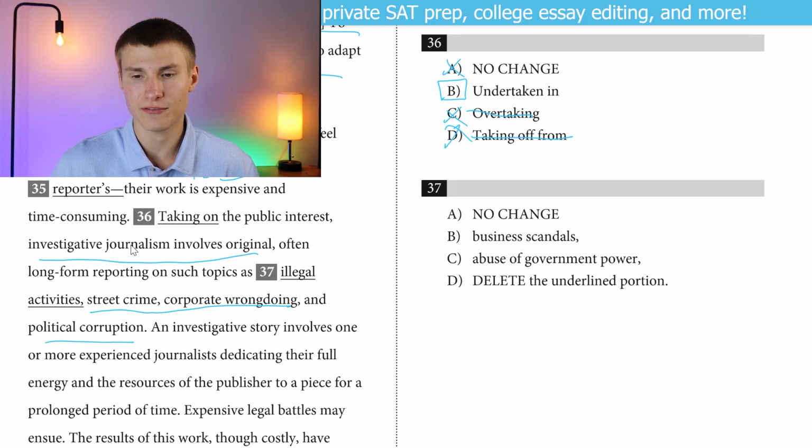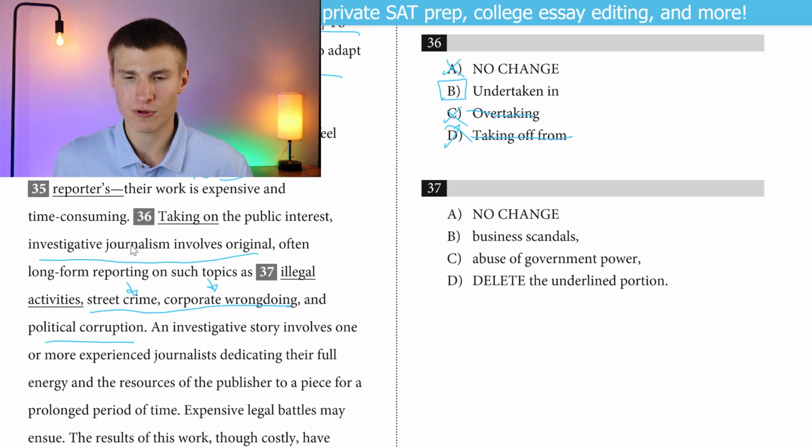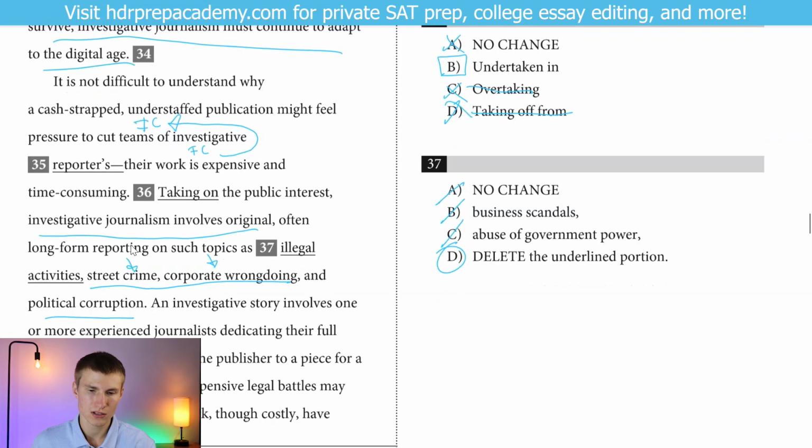Key thing we have here is abuse of government power. That's the same as political corruption. Business scandals is the same as corporate wrongdoing, and street crime is the same as illegal activities. Therefore, we would be being redundant if we were to pick A, B, or C, so we have to delete that underlined portion then. Let's go ahead and keep reading.